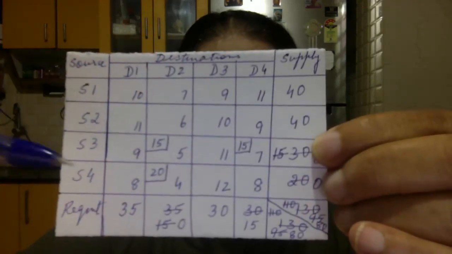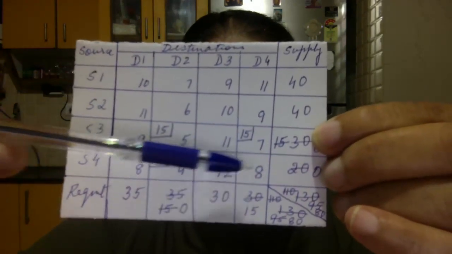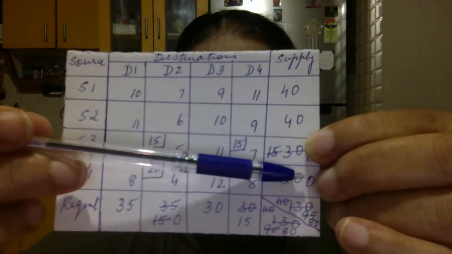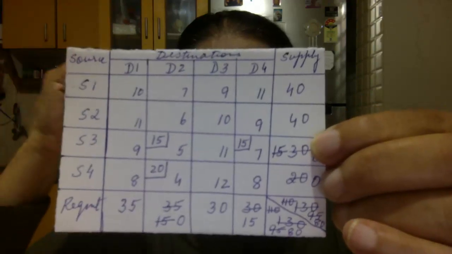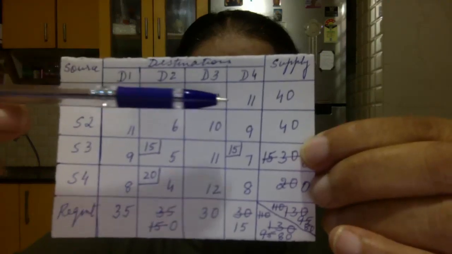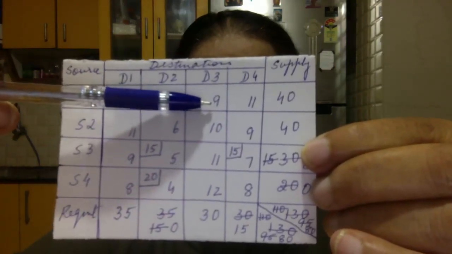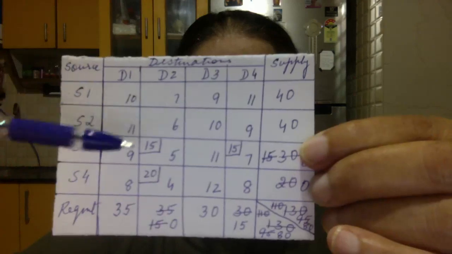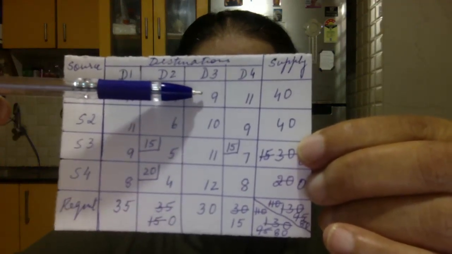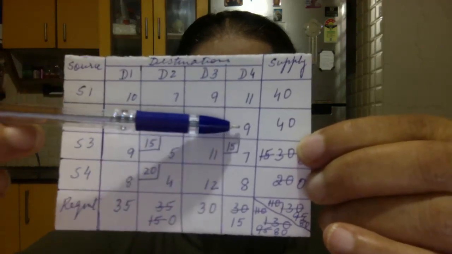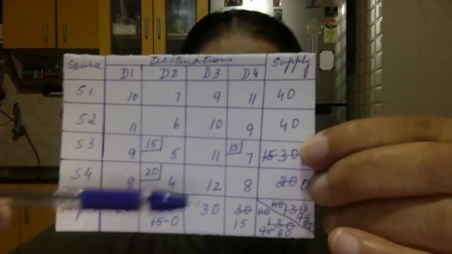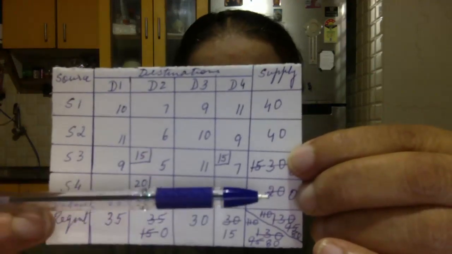Then next is 8. So there are 2 8s on this row. Both 8s we cannot use because the supply is 0. The next one is 9. Okay, we'll go to the top column. There is a 9 here, there is a 9 here, and there is a 9 here. And please remember, both the 8s are on S4. S4 is 0, we cannot use.